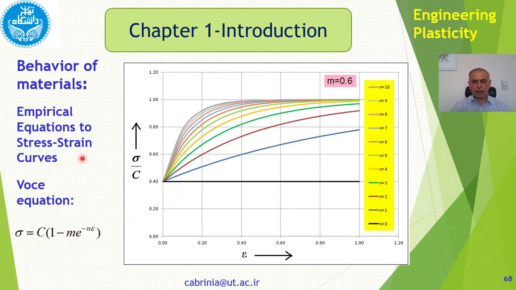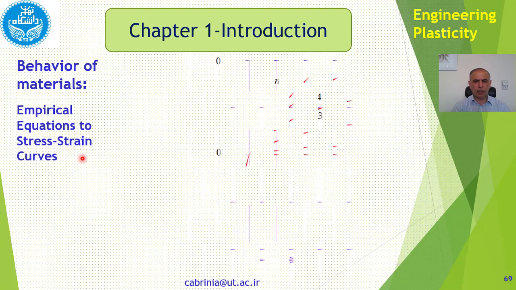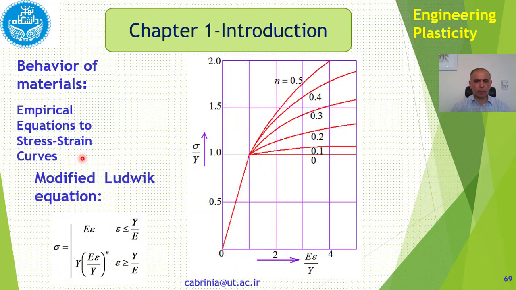We could add the elastic behavior to these equations as well, like here. Okay, this is the modified Ludwig equation. It has the elastic part and then the plastic part. E epsilon for the elastic part, and y plus E epsilon to the power of n divided by y to the power of n for the plastic part, and we can have this for defining material behavior.